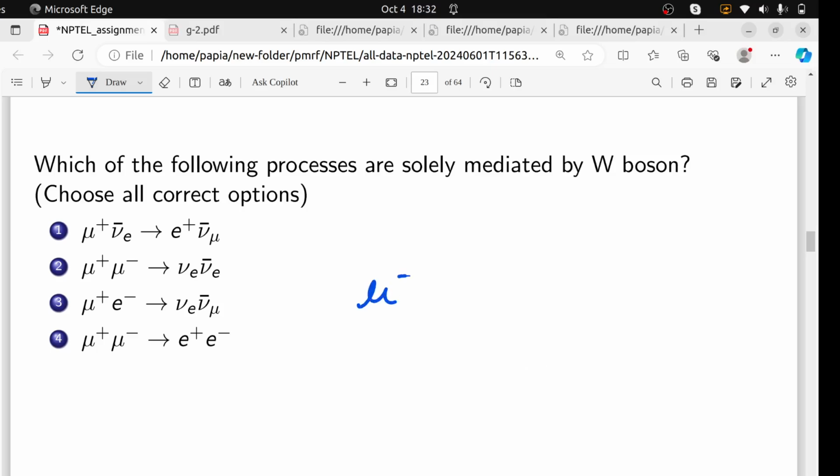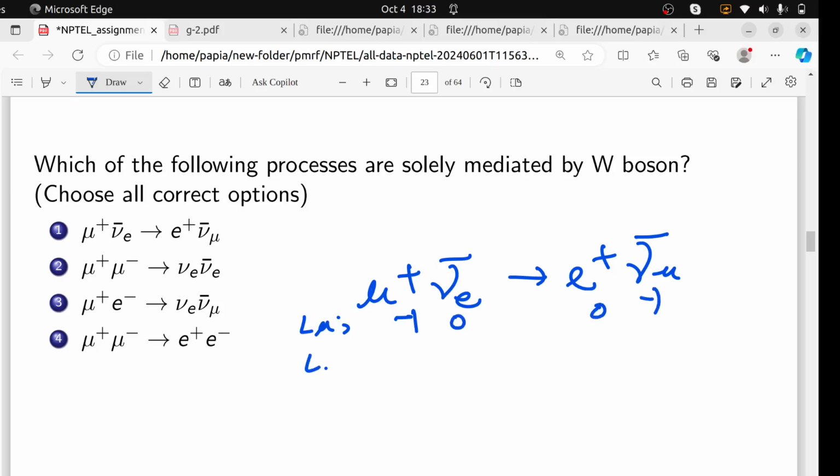First one, mu plus, mu e bar going to e plus mu bar. First of all, we have to check whether this is allowed or not. This is very much allowed because the charge is conserved. Now coming to lepton number. Let's say this is L mu we are talking about. This is -1, 0, 0, -1. For LE, 0, -1, -1, 0. So I can see that this is fine, no problem. So we have already checked that this interaction can be possible.